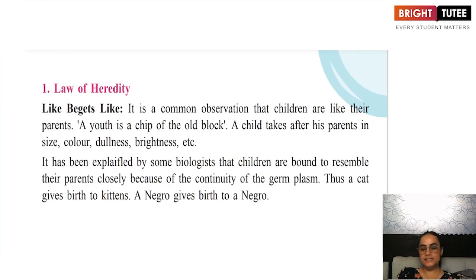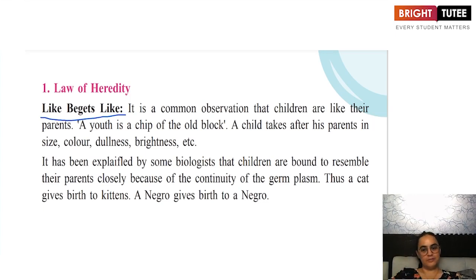Now, let us discuss the laws of heredity. Now we are going to learn 3 laws of heredity. The first law of heredity is like begets like. You must have got a clue of this law, like begets like. It says that children are going to be like their parents.